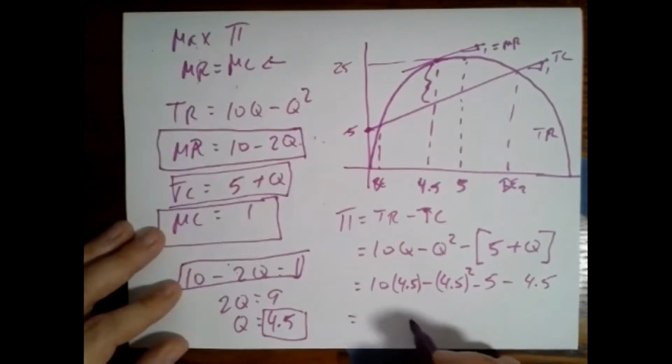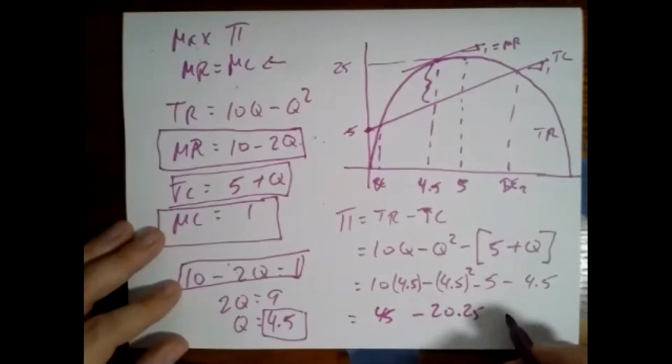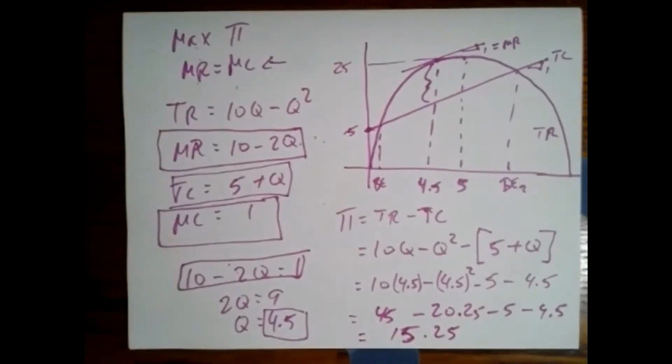So we get 10 times 4.5 is 45. 4.5 squared is 20.25. And then minus 5 minus 4.5. So if you just add that all up, what you get is a maximum profit of 15.25. All right, so that's a lot. We're doing a lot here, but we've done all of this really in chapter 11.